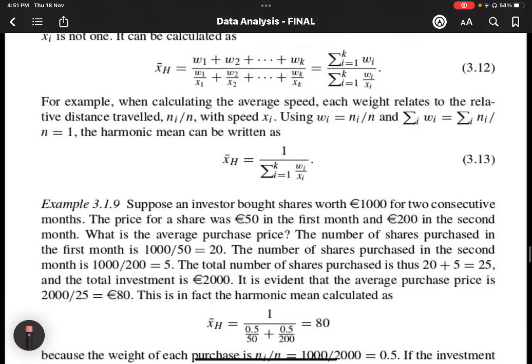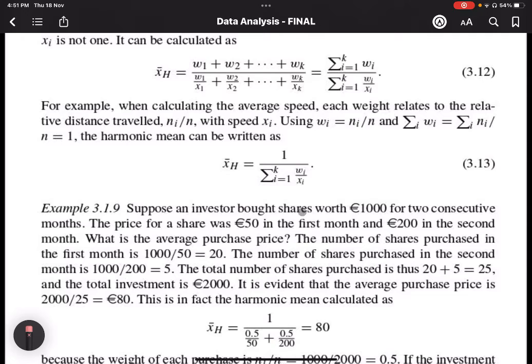Tayo ditong example. Suppose an investor bought shares worth 1,000 for 2 consecutive months. The price per share was 50 in the first month and 200 in the second month. So, yun yung kanyang price per share, no? What is the average purchase price? So, to compute, for the first month, we have 1,000, kasi yung kanyang total investment, divided by 50, which is the amount per share. So, we have 20 shares. The same way with the second month, we have 1,000 divided by 200, we'll get 5.